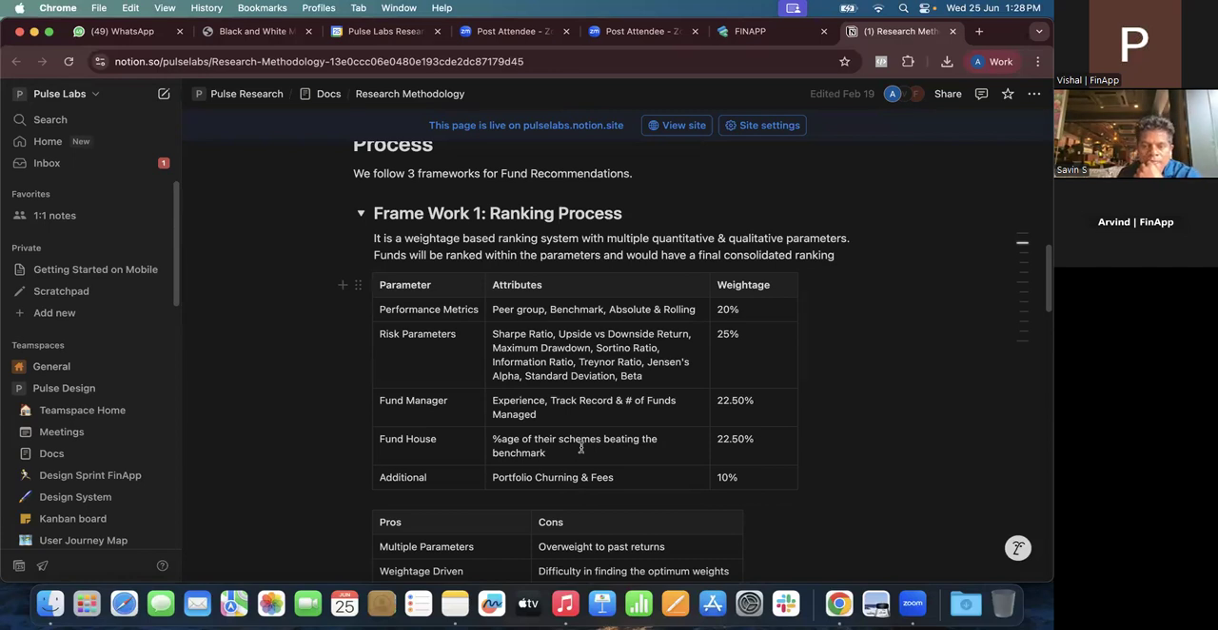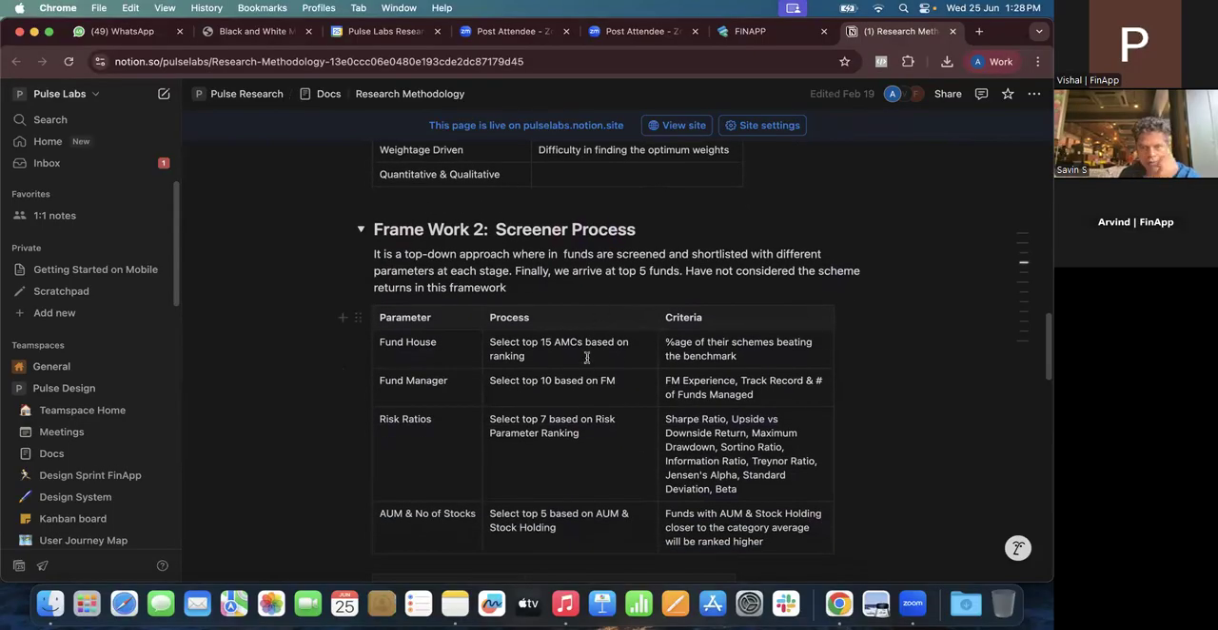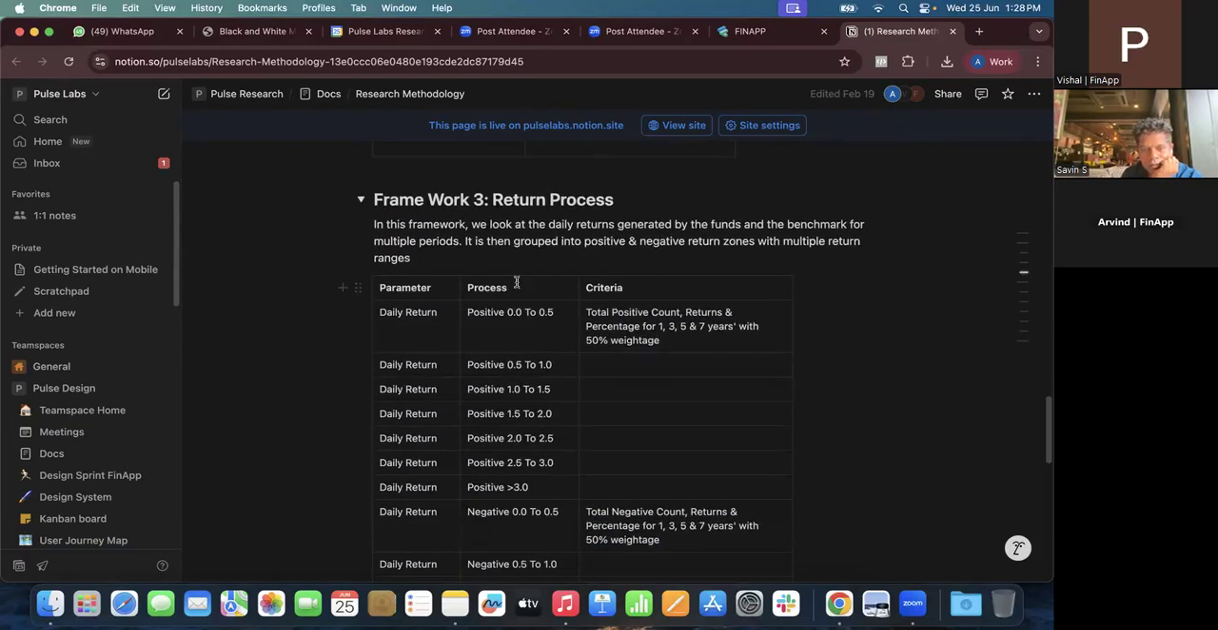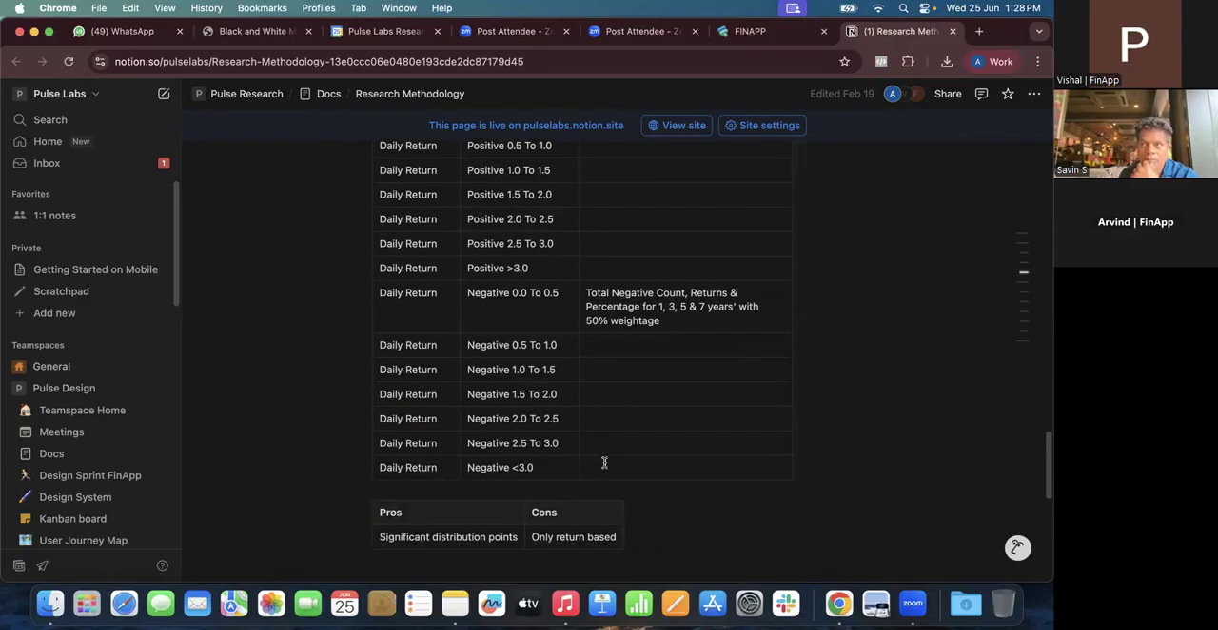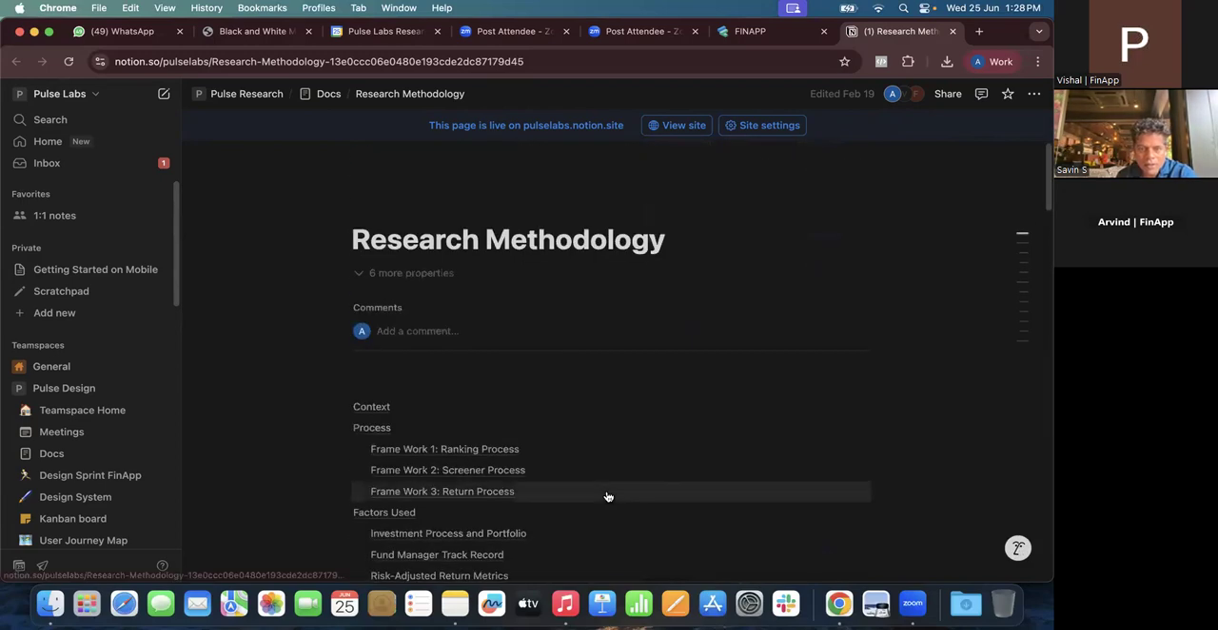Schemes beating the benchmark also get a higher rating weightage, and portfolio churn and fees. So expense ratio does take part, with a weightage of about 10%. Similarly, this is how we screen funds based on this method. And the third is the returns process. How do we put the daily returns, the return score, into the returns program? This is a very, very clear-cut method which we use, and we are being very transparent just in case somebody asks. So you have a process, right?